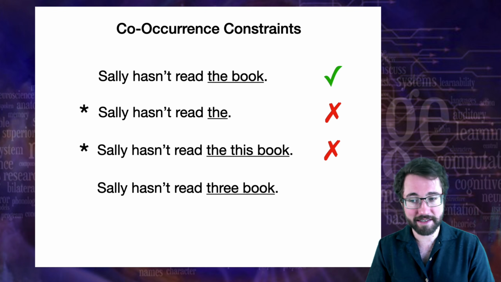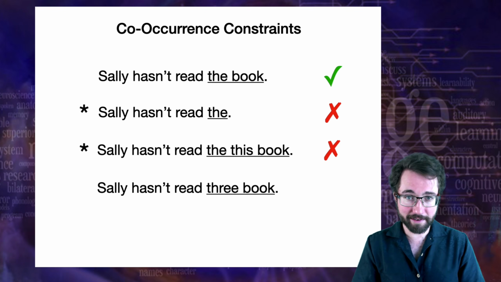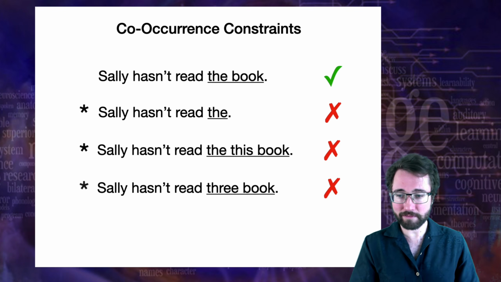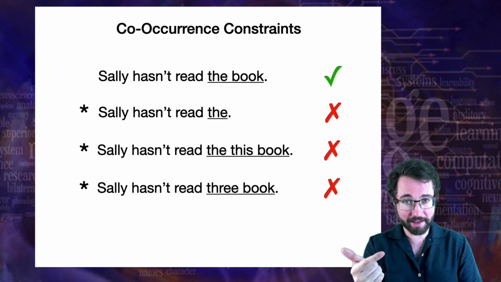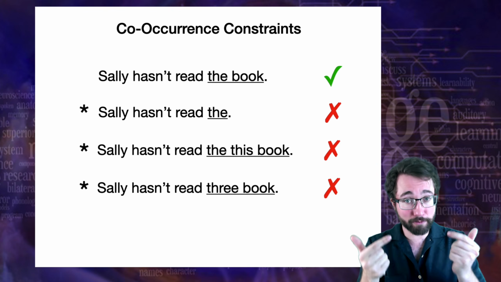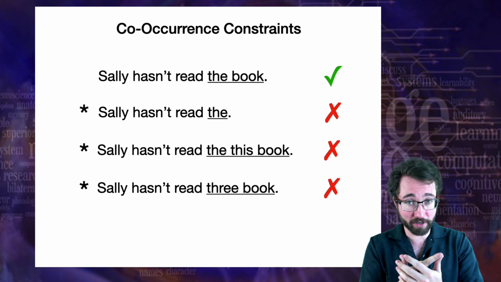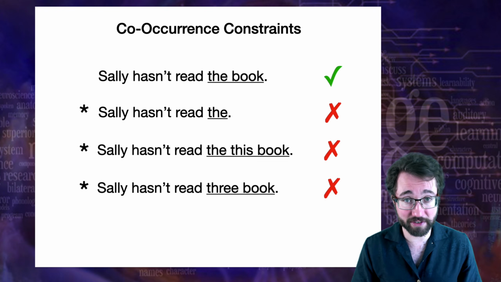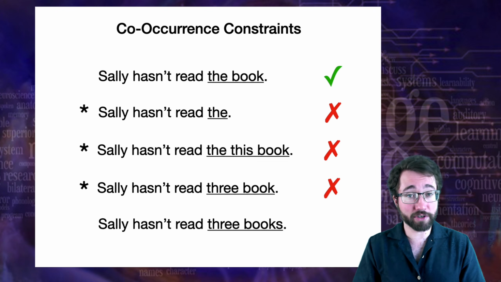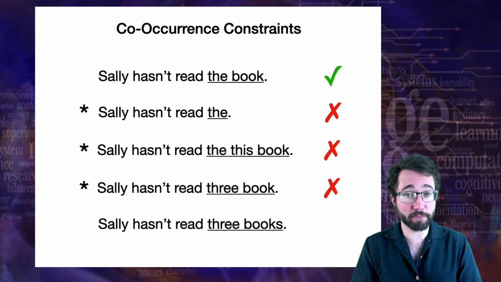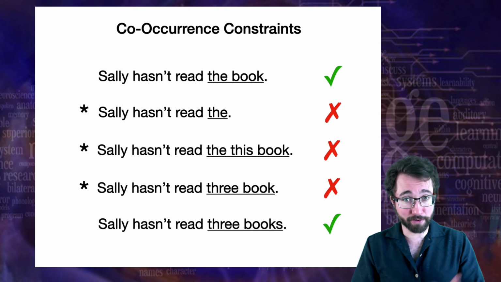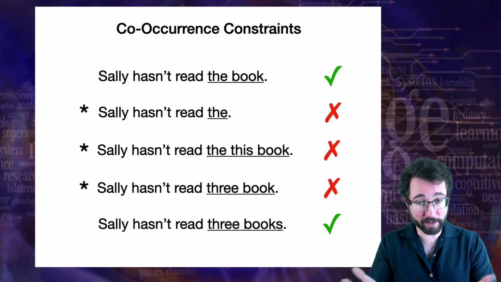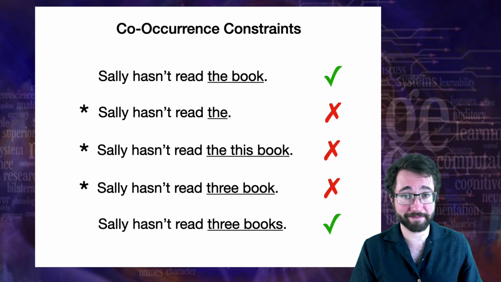How about this? Sally hasn't read 3 book. Ungrammatical, right? And that's because if you have a word like 3, which indicates plurality, then the following noun has to be in the plural form. It can't be in the singular form like book. That's another kind of co-occurrence constraint. You could, on the other hand, say Sally hasn't read 3 books. That's grammatical. And that's because the numeral 3 requires a plural noun after it in English, and 3 books has the plural noun, so it's okay.